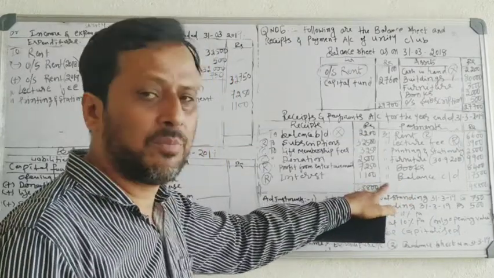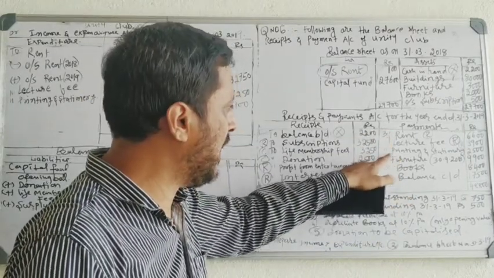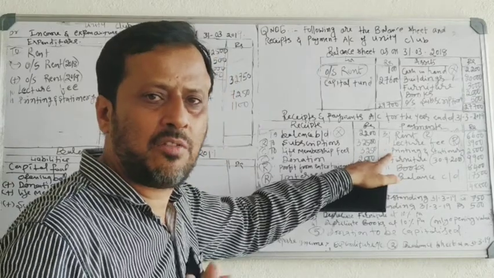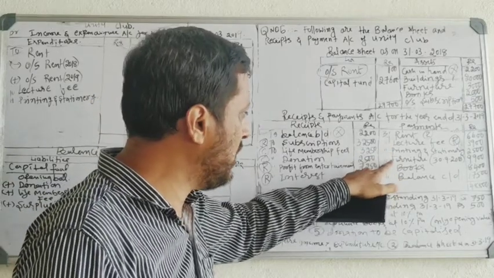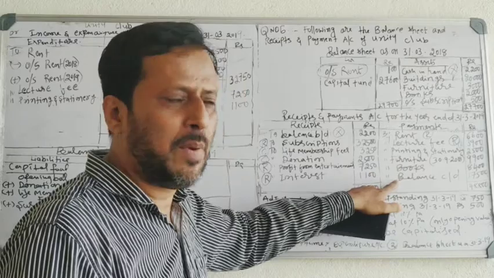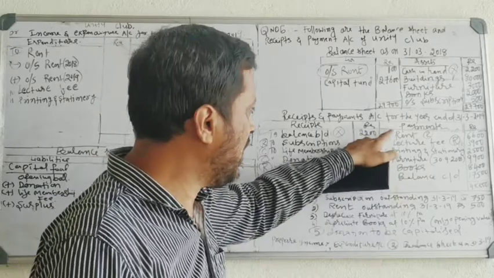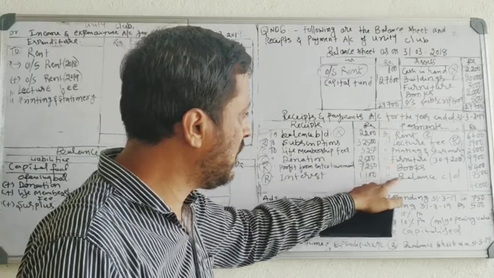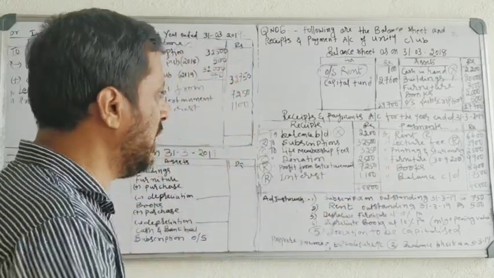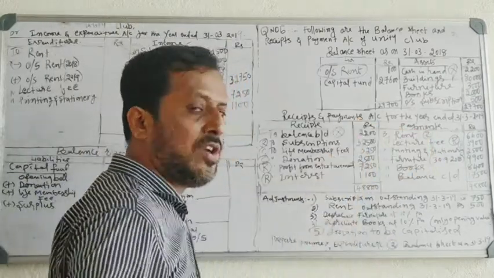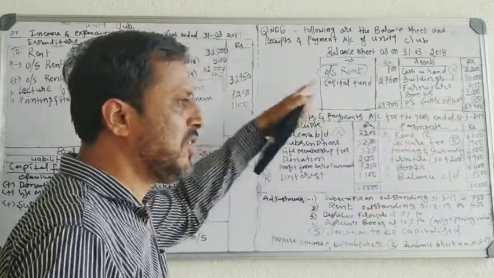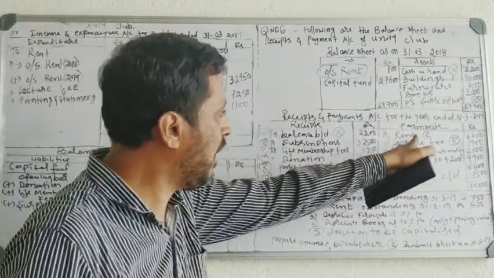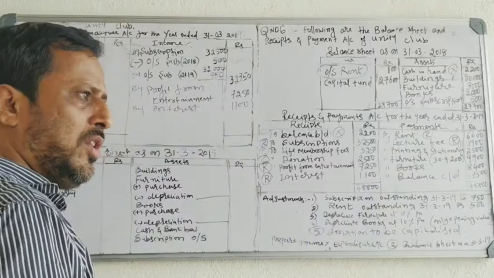Totally you have 6 items. Rent, lecture fee and printing and stationery, these 3 are revenue expenditure. Furniture, books and cash and bank balance, these 3 are assets. The 3 revenue expenditures transfer to the income and expenditure account. The 3 assets transfer to the balance sheet. Okay, so we'll take the revenue expenditure. Rent. Payments means expenditure, so record on the debit side here. Here you have the credit side, this you record on the debit side.